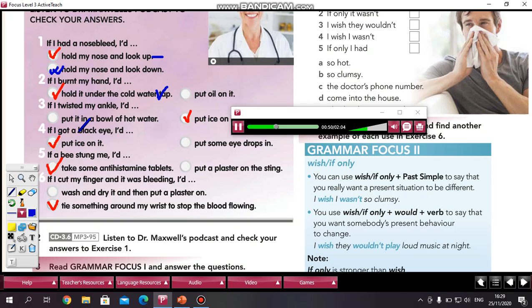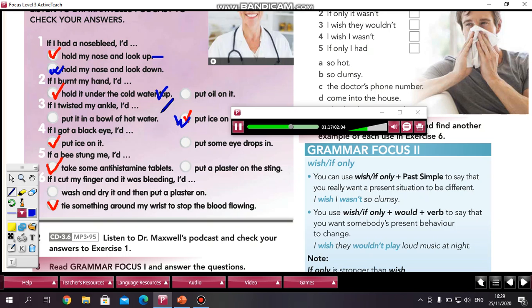Number 3. If I twisted my ankle, I'd put ice on it very quickly. Ice is fantastic for ankles and other muscle injuries. You shouldn't put heat on a twisted ankle. That would make it worse. Number 4. If I got a black eye, I'd put ice on it for the same reasons as number 3. Eye drops could make it worse.